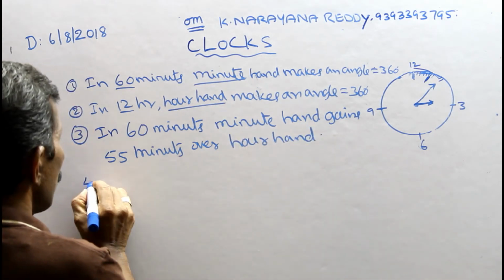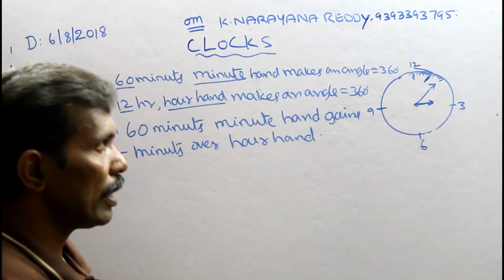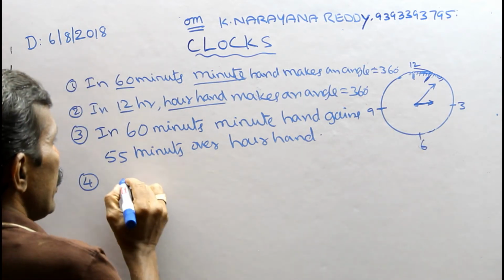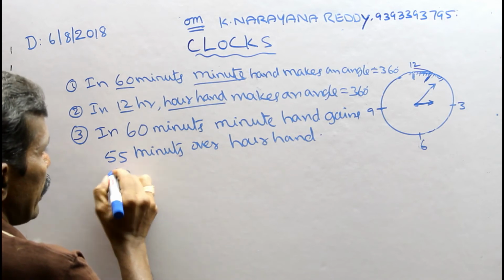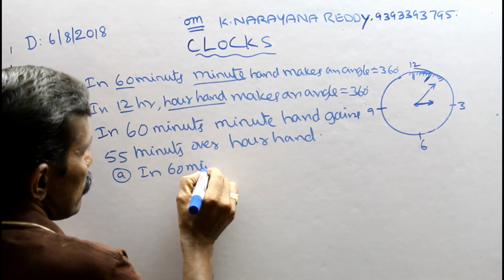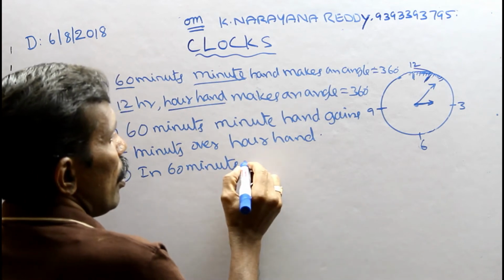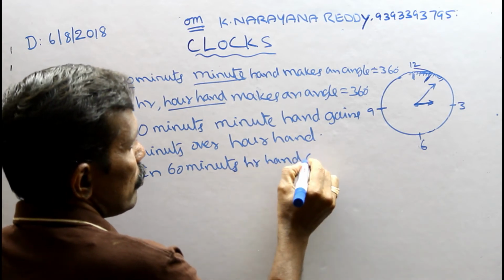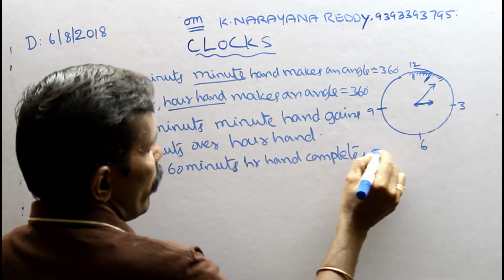But here is one point I have observed. Suppose we take this as A. In 60 minutes, our hand completes 5 parts.